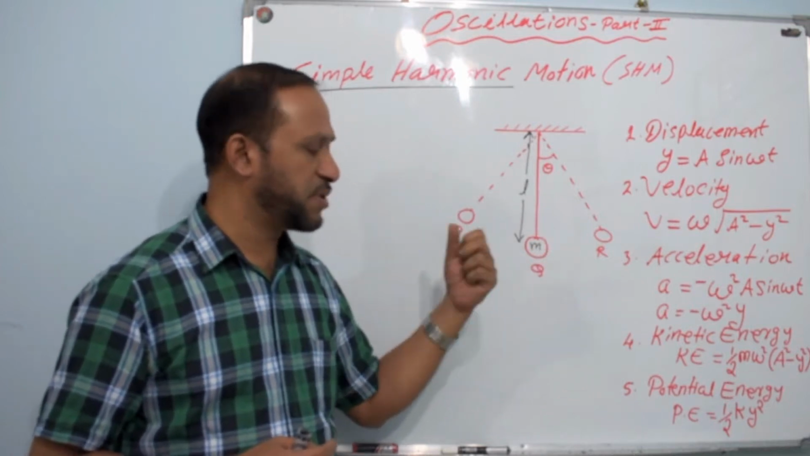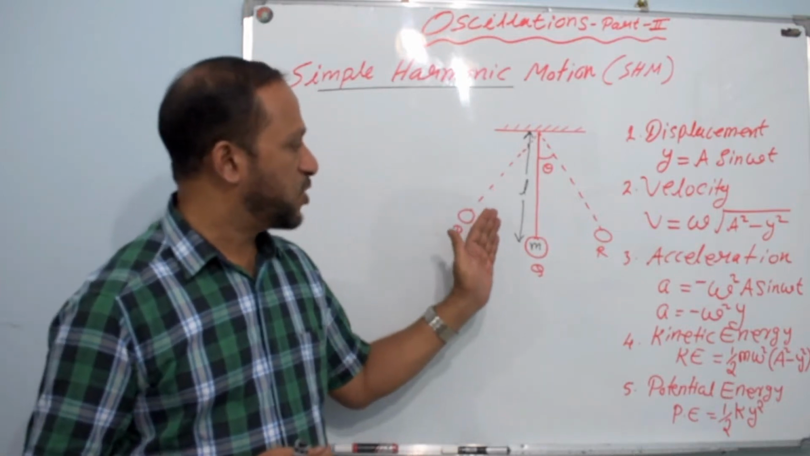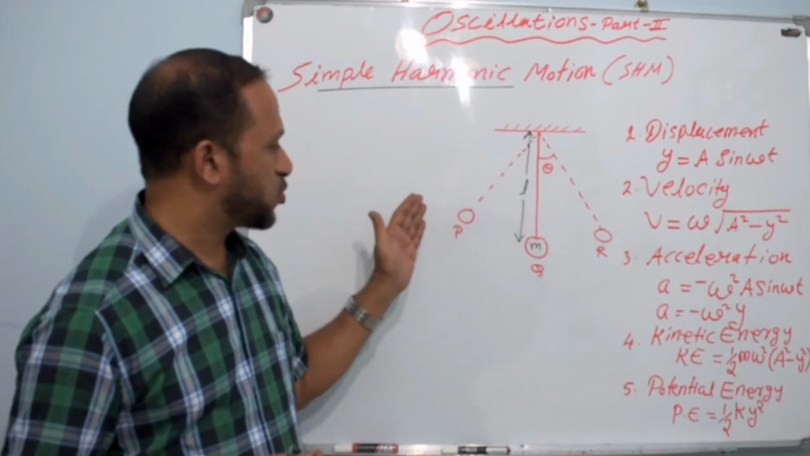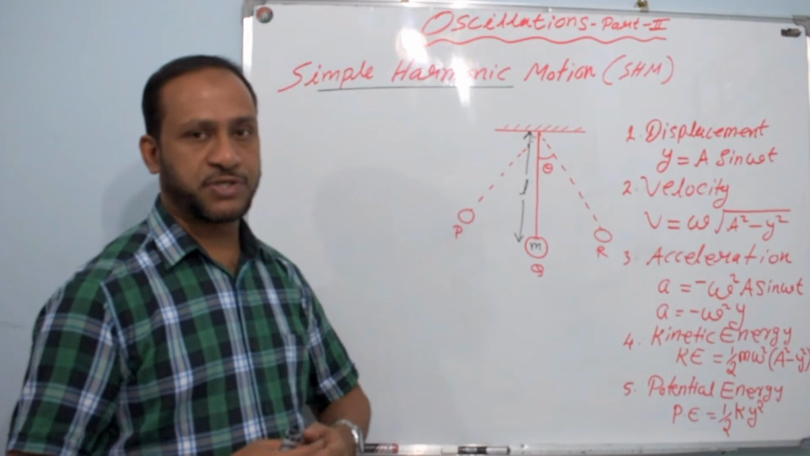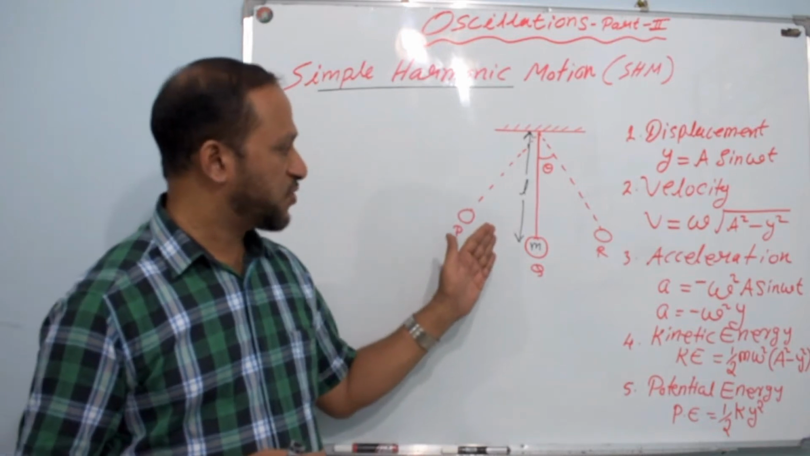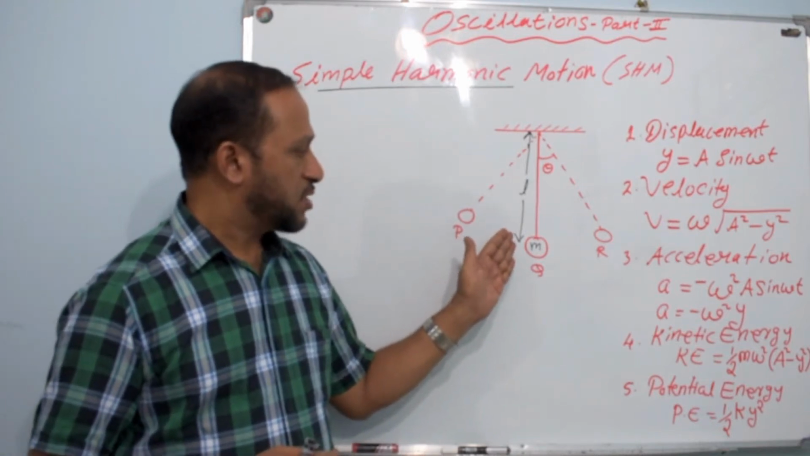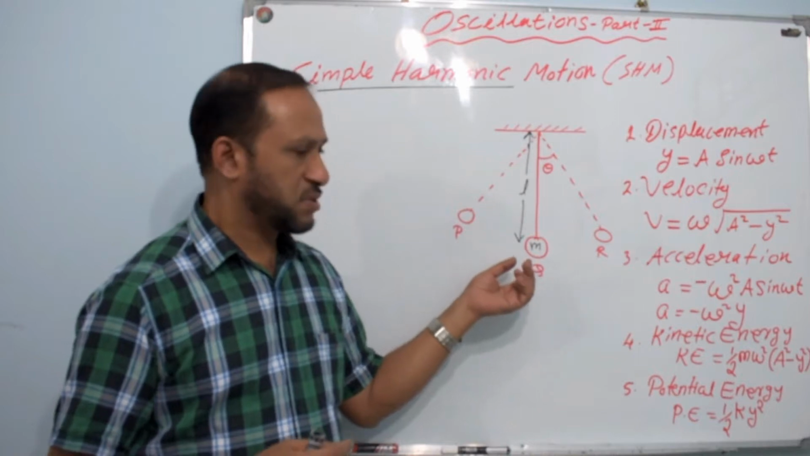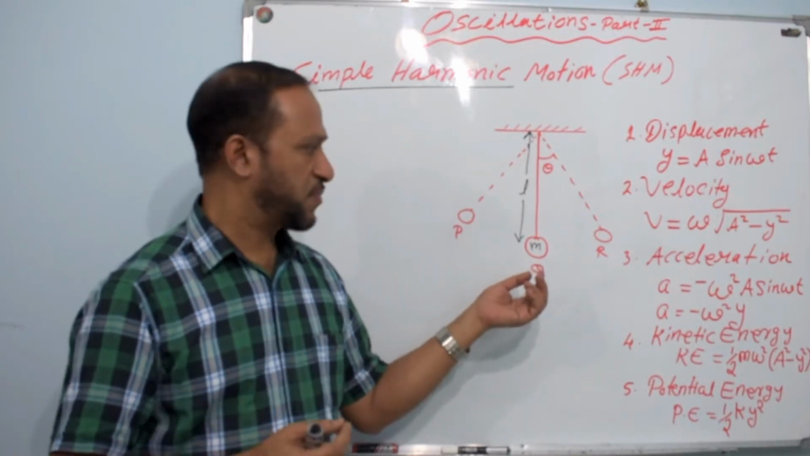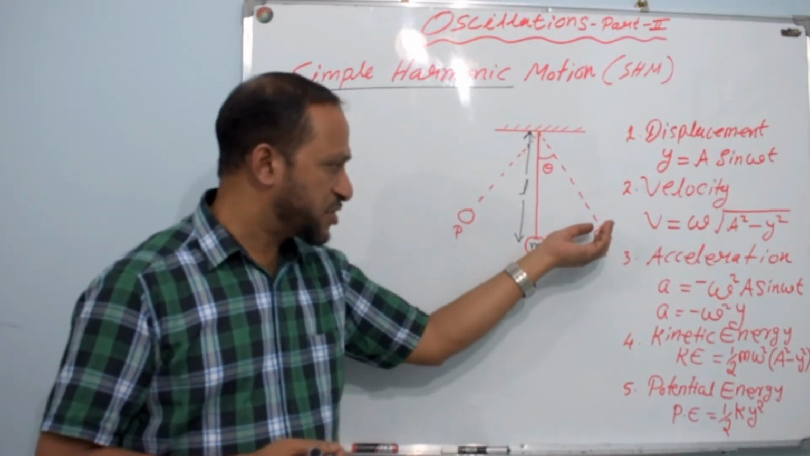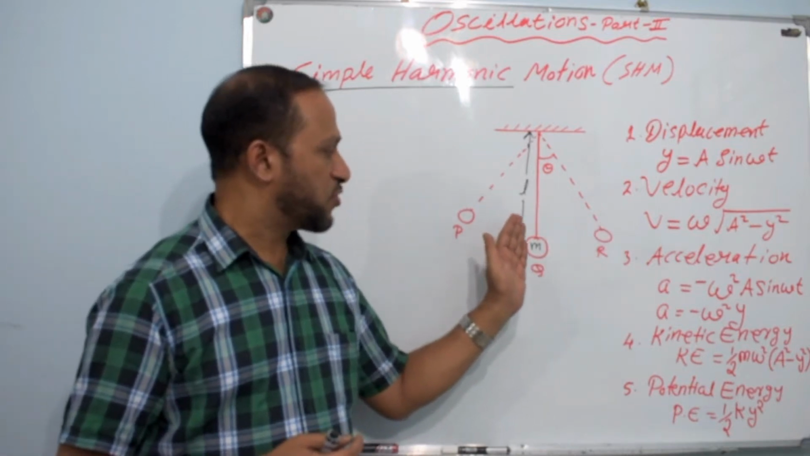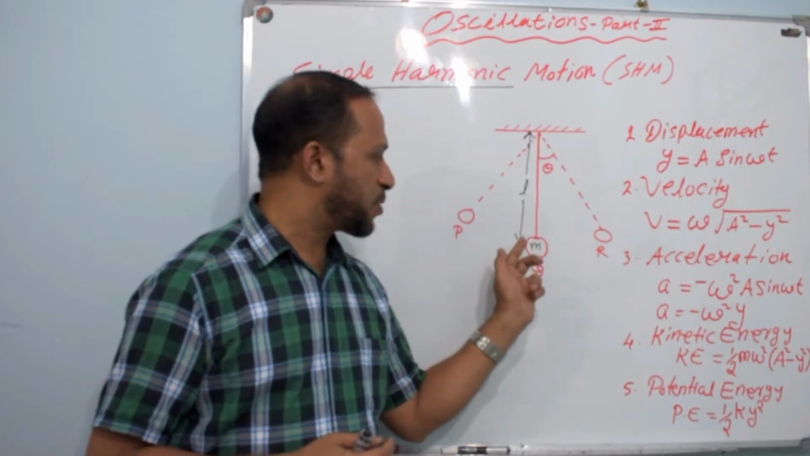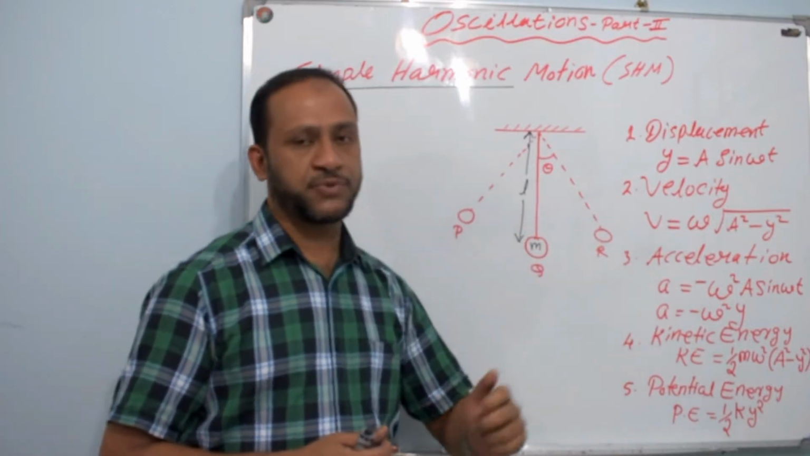Here this Q is the mean position. When the pendulum is oscillating between the two extreme points P and R, Q is the mean position. At any instant of oscillation, the restoring force, mg sin theta, will always act towards the mean position. And the magnitude of force is always directly proportional to displacement from the mean position.